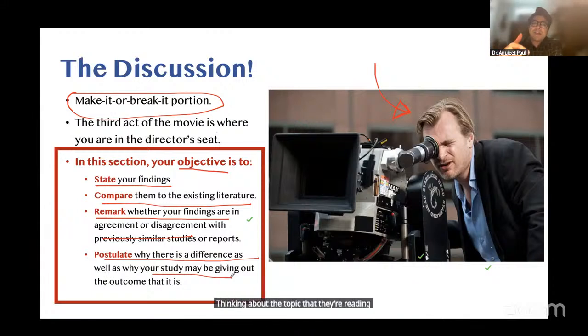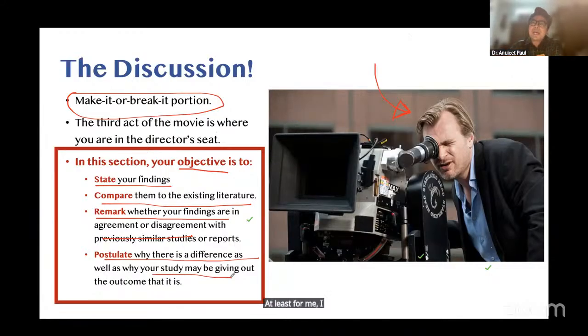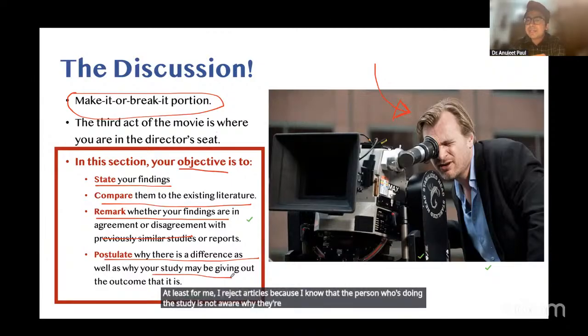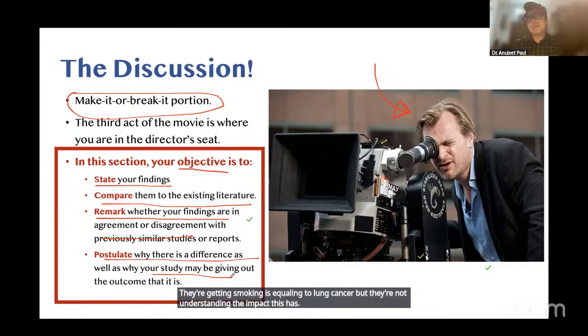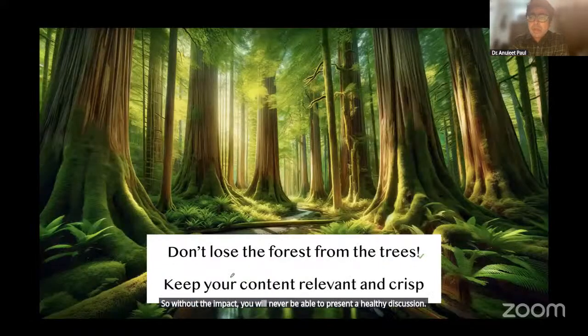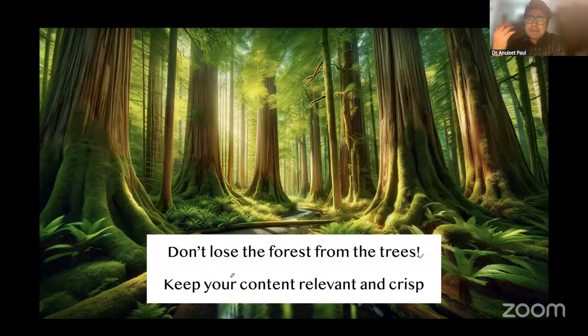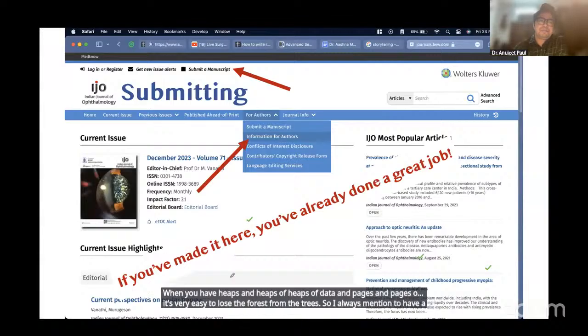So if these 5 points are not there, at least for me, I reject articles because I know that the person who's doing the study is not aware why they're doing it. They're getting the result, that smoking equals lung cancer, but they're not understanding the impact this has. So without the impact, you will never be able to present a healthy discussion. When you have heaps of data and pages of data, it's very easy to lose the forest for the trees. So I always mention to have a very crisp data set.